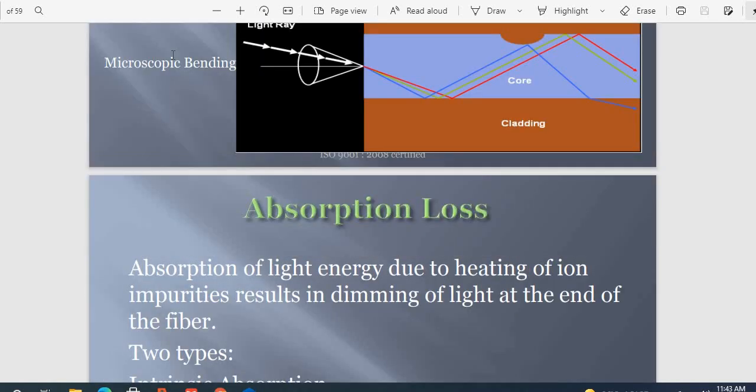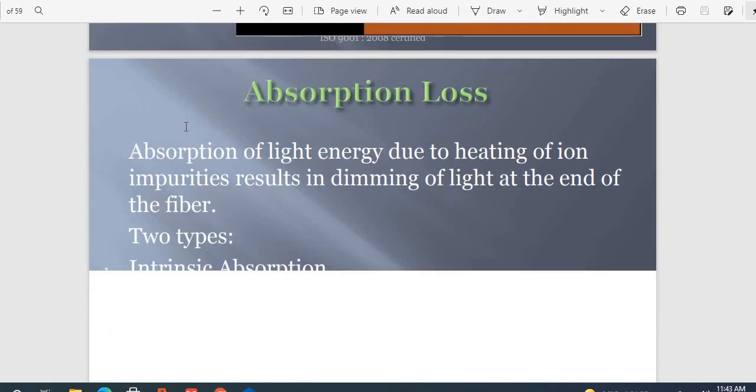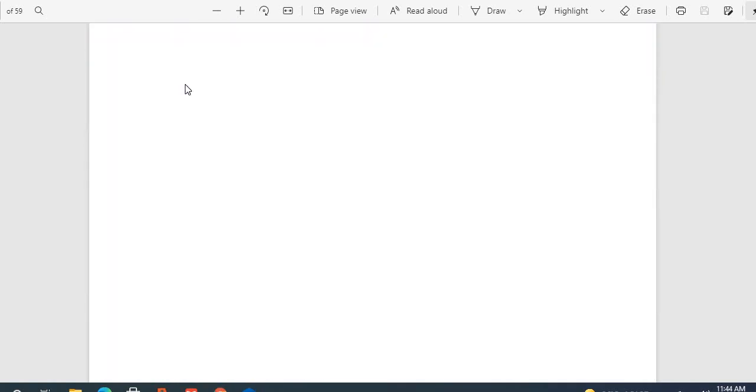Why do we get these losses? Because of the impurities which we are adding, and it results in dimming. Dimming means the light intensity will be decreased, a dimming of the light at the end of the fiber. So it also occurs because of that. These are all the factors we covered in today's session.